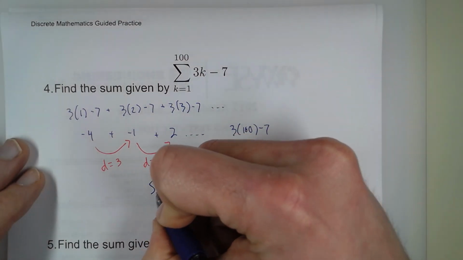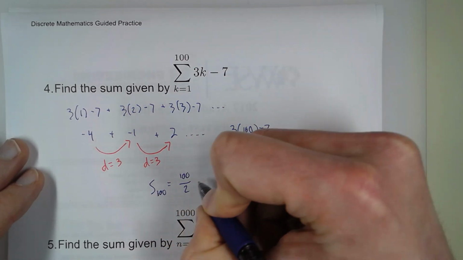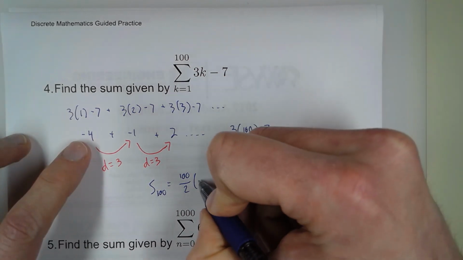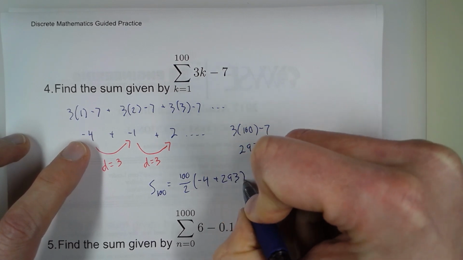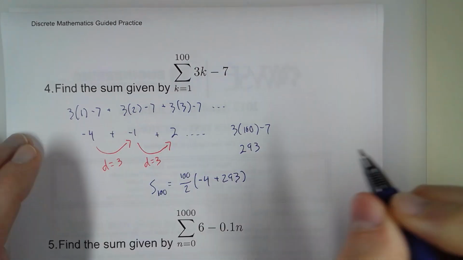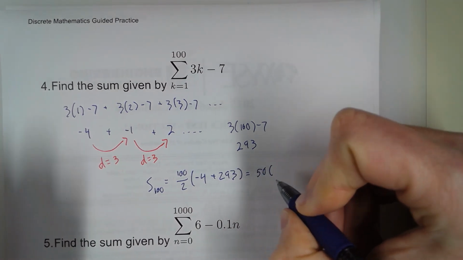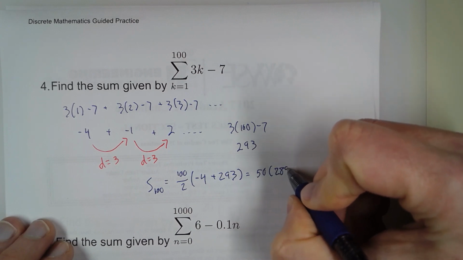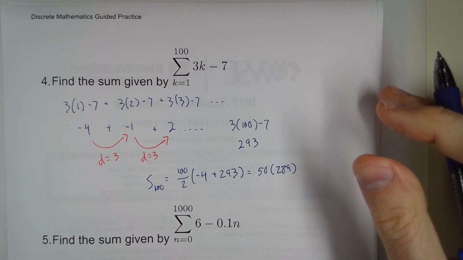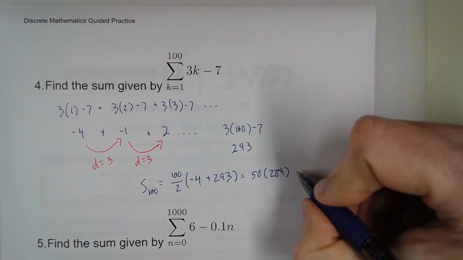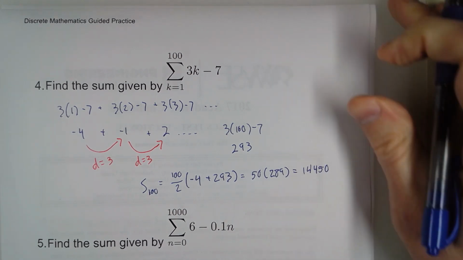And so the formula for an arithmetic series is we take the number of terms divided by 2, and then we add the first term and the last term. Because if I pair up all the numbers in between, they're all going to add up to the same thing. So that's going to be 50 times 289. And if we use a calculator real quick, we get a total of 14,450.